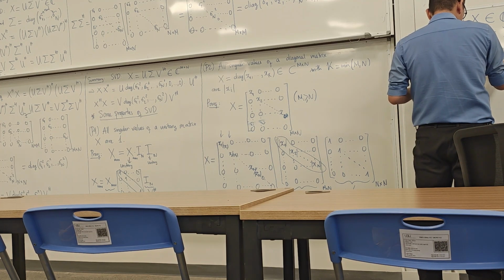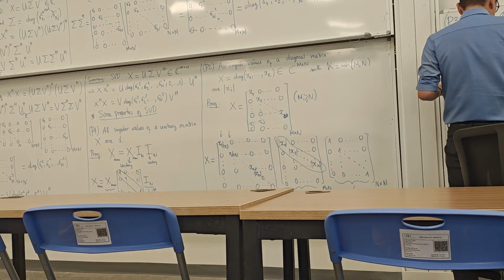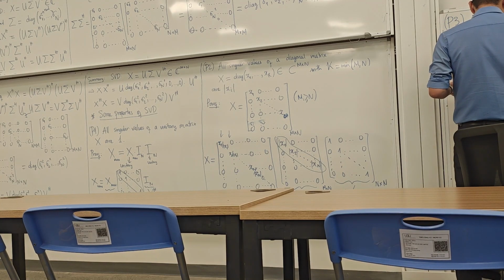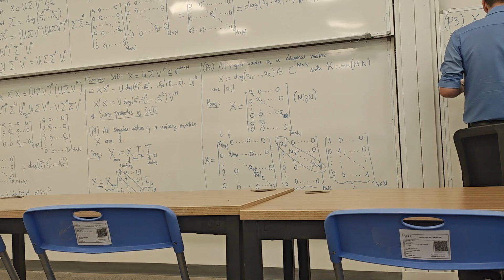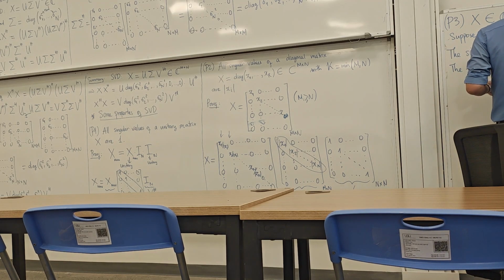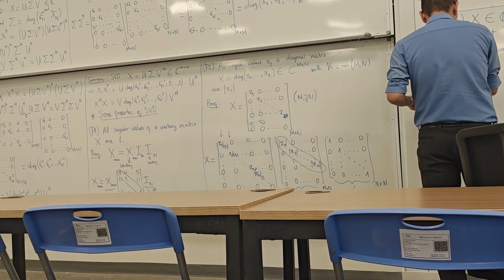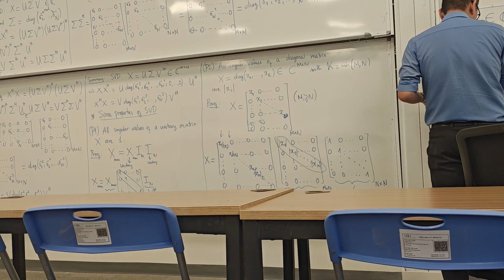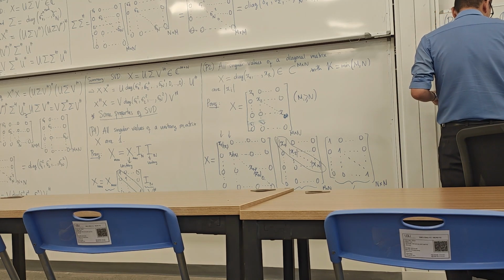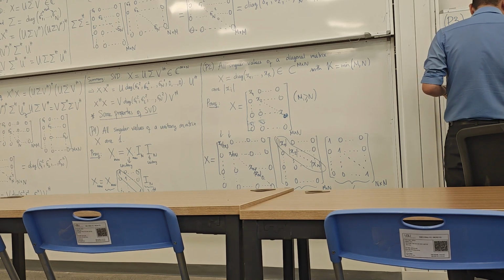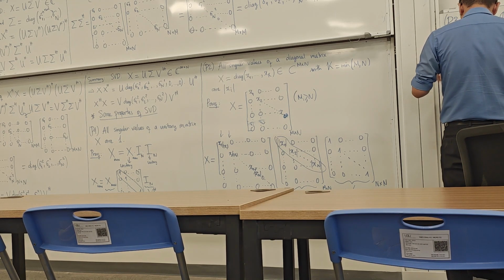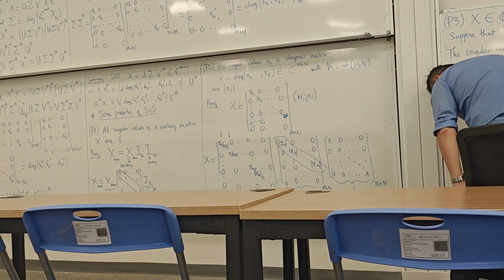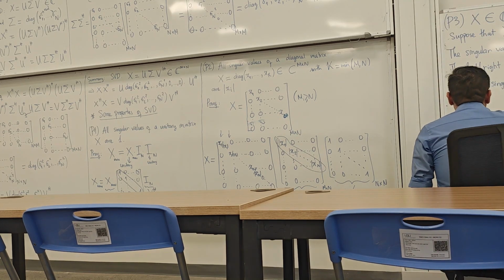And the left and right singular vectors of X inverse are the right and left, or the left singular vectors of X. Okay, the proof now. We go with the proof, everyone.